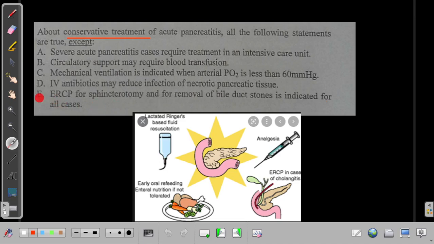Go for E, because ERCP is done for biliary pancreatitis only when there is an impacted stone at the lower end of the common bile duct, causing bile to regurgitate into the pancreas and activating pancreatic enzymes, causing autodigestion of the pancreas. Only in these cases we go for ERCP, not for all cases. Okay, this is the exception.